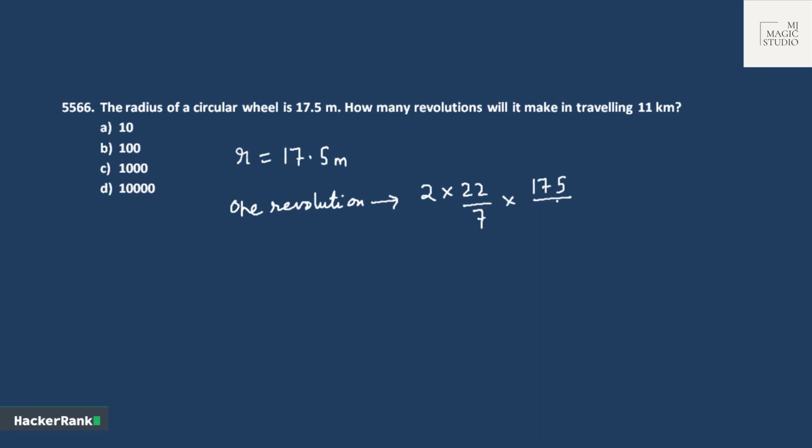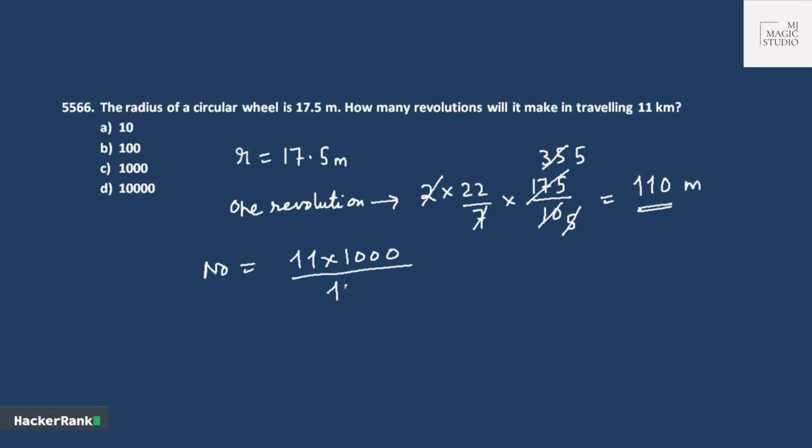2 pi and r is 175 by 10. So let it be like 5, 3, 35. It gone 5. 110. Yes. In one revolution, distance covered is 110 meter. So number of revolutions required to cover 11,000 meter is 100.